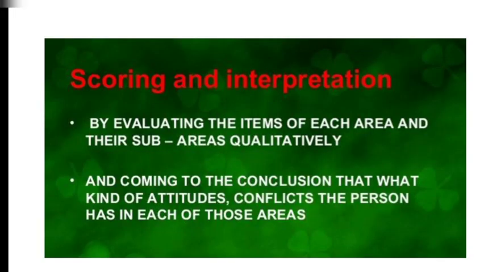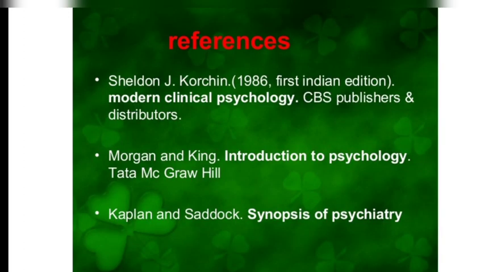Scoring and interpretation: evaluate the items of each area and their sub-areas qualitatively, and come to a conclusion about the kind of attitude conflicts the person has in each of those areas. So there is a qualitative evaluation, which is not much important at the junior college level. You can study this in your bachelor's or master's if you are going to pursue it.